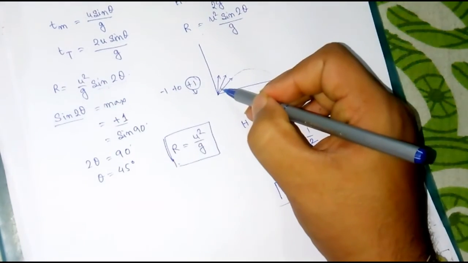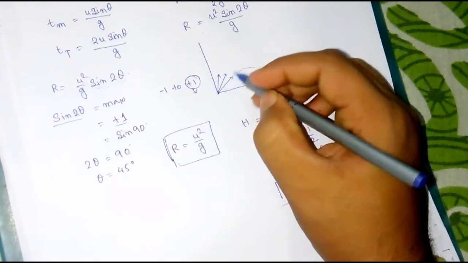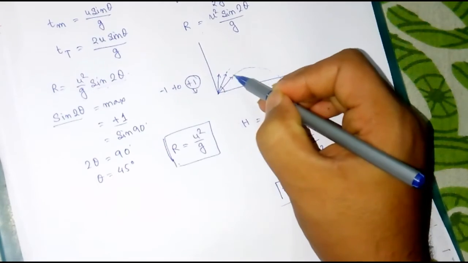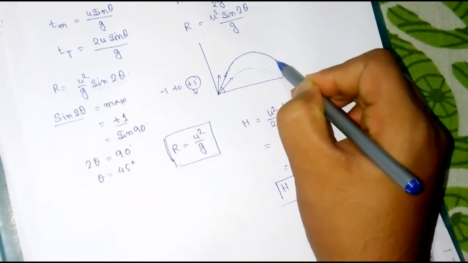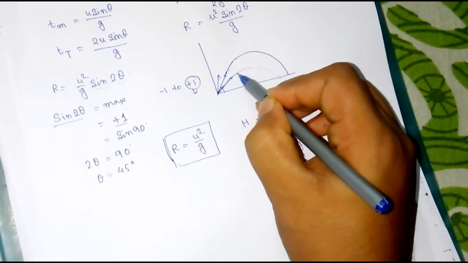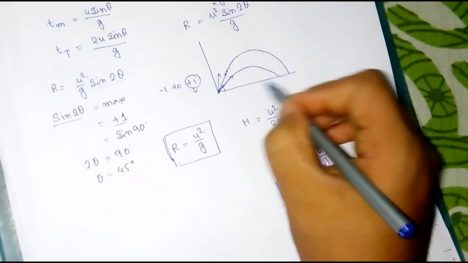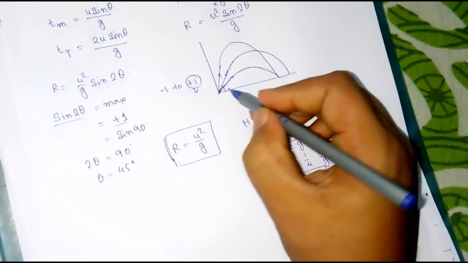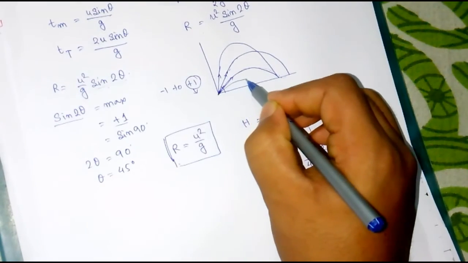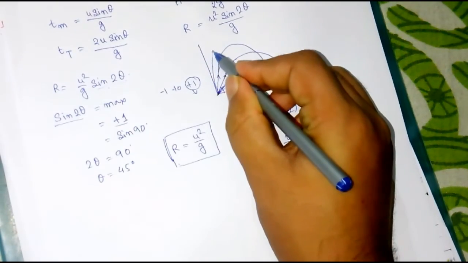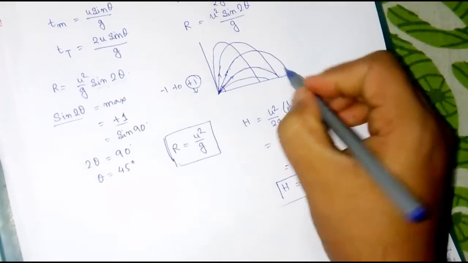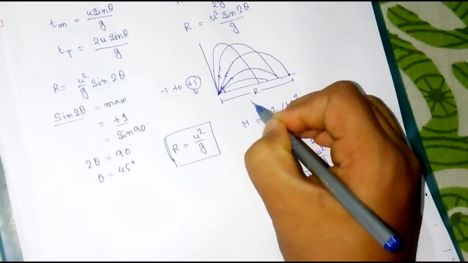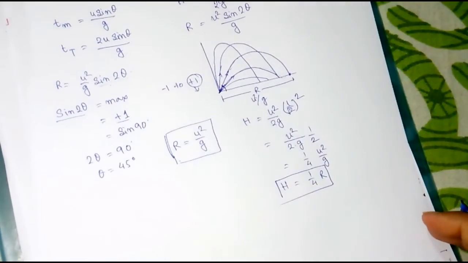So if you throw with the same initial velocity but at different angles, it will fall at different places. It covers the maximum distance when the angle is 45 degrees. If you decrease the angle, it will fall slightly shorter than this, and if you increase the angle, again it will fall slightly shorter. If you change the angle, we get different positions. Only at a 45 degree angle does it cover the maximum range, that is u square by g.